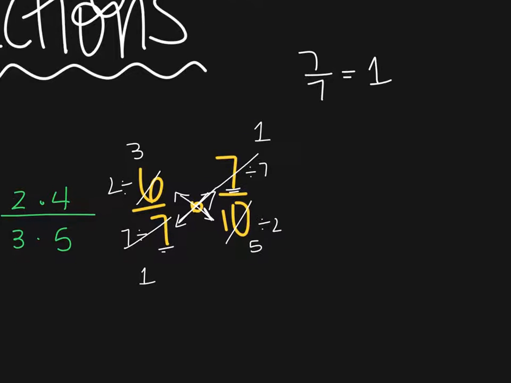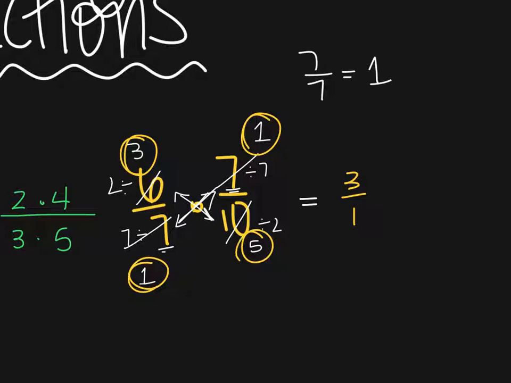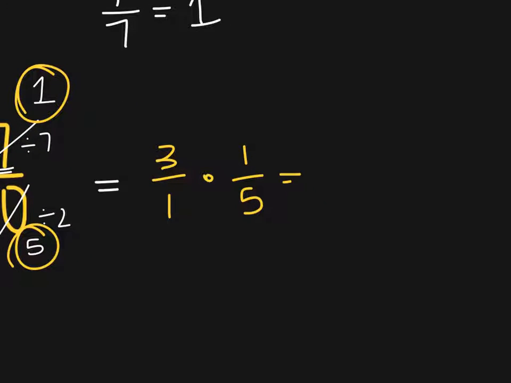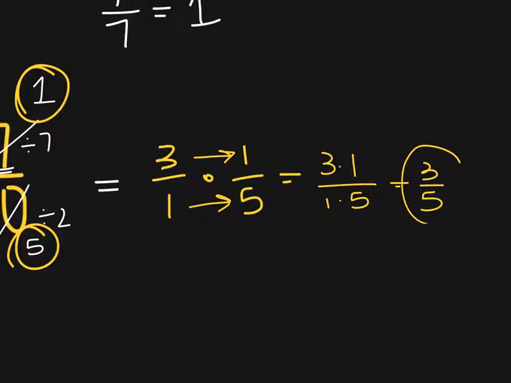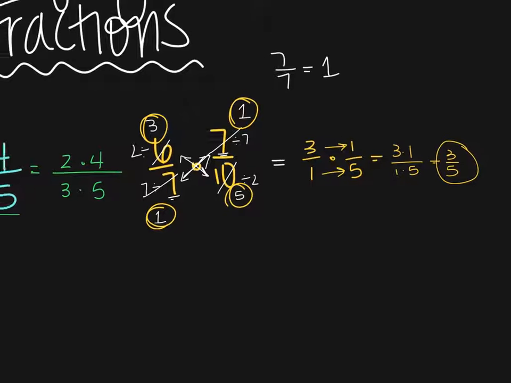Okay, so let's rewrite this to make it a little bit neater. This is going to look like 3/1 now because I have the 3 and I have the 1, and this is going to look like 1/5. So if I set this up as 3/1 times 1/5, I just multiply straight across. I have 3 times 1 over 1 times 5, which equals 3/5. And because I reduced before, my answer is already reduced.